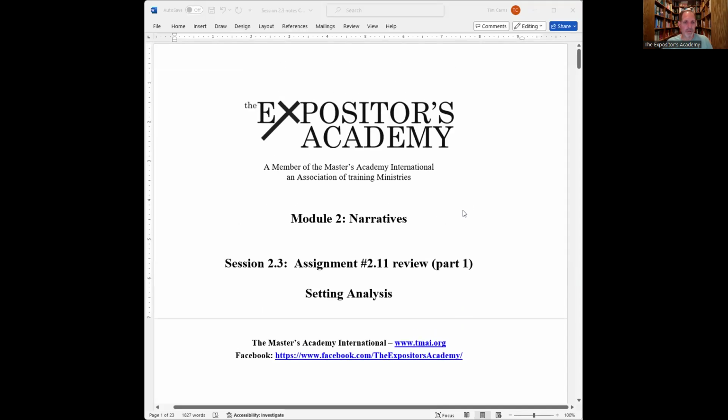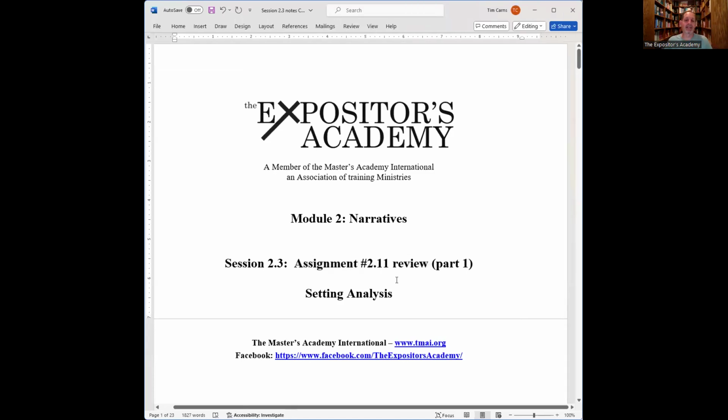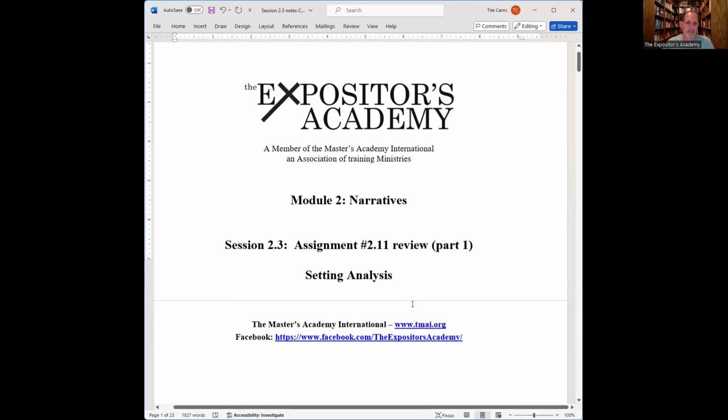where we'll be focused on scene analysis. We'll begin our look into the narrative analysis of narrative texts together. Here, again, we'll be looking at assignment 2.11, which will be the setting analysis. The assignment is actually setting and scenes analysis. We'll just look at setting analysis in this particular session, and the next session we'll look at the scene analysis.